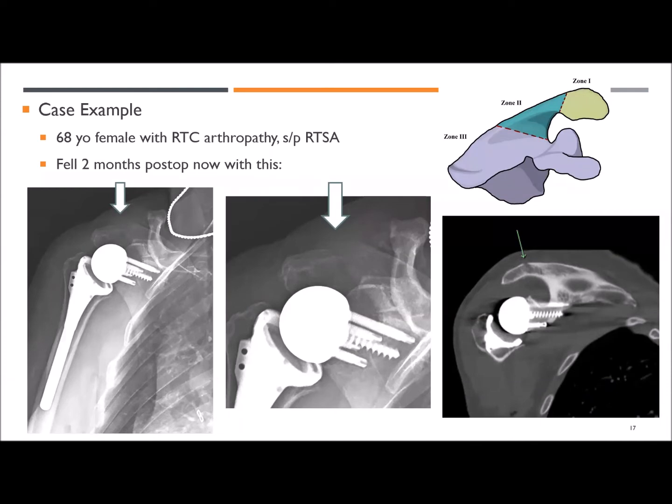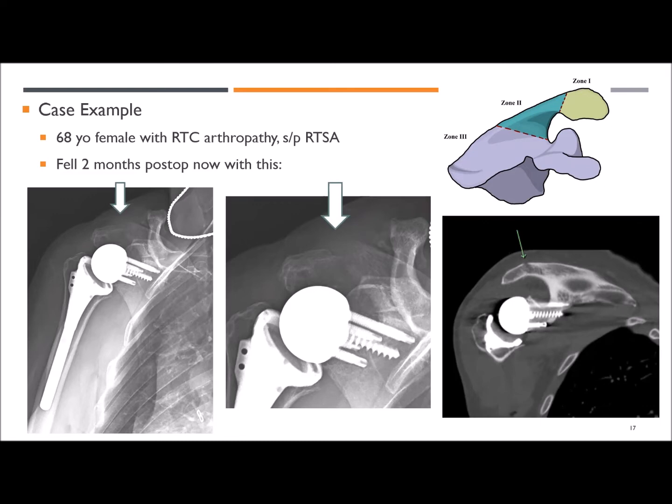Anyway, so case example. So 68-year-old female, she had rotator cuff arthropathy. We did a reverse shoulder on her, and in this particular implant design, it's actually an inlay humeral stem, 135-degree angle. And so it's a kind of a mixture of the things that we just talked about. She fell. She actually had a trauma to her shoulder which led to her fracture.